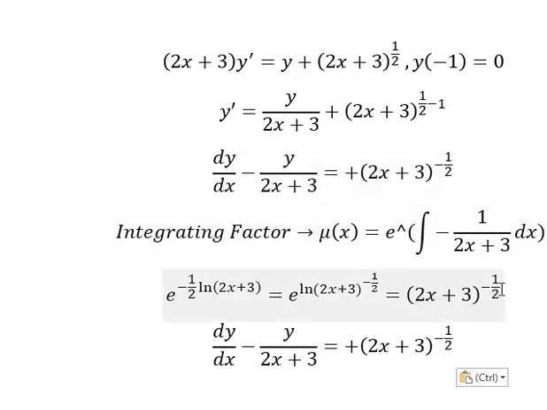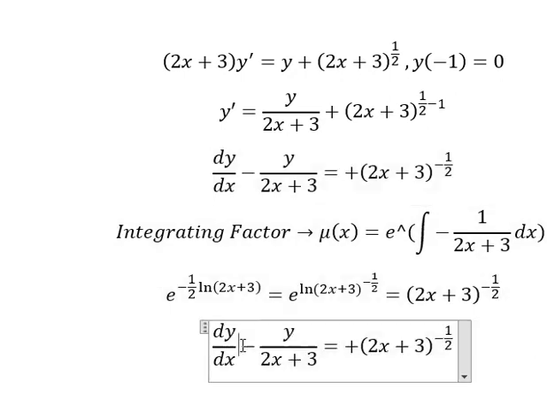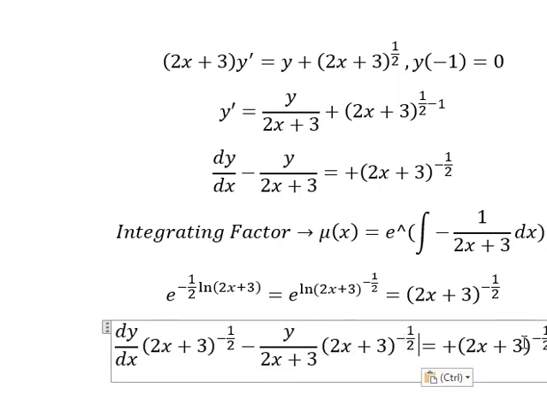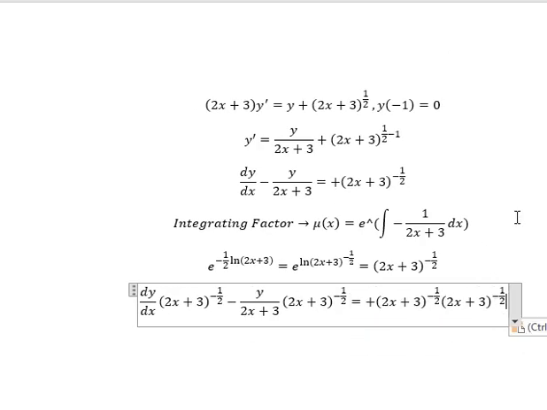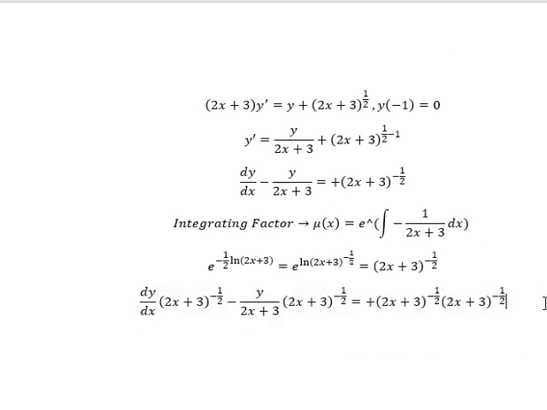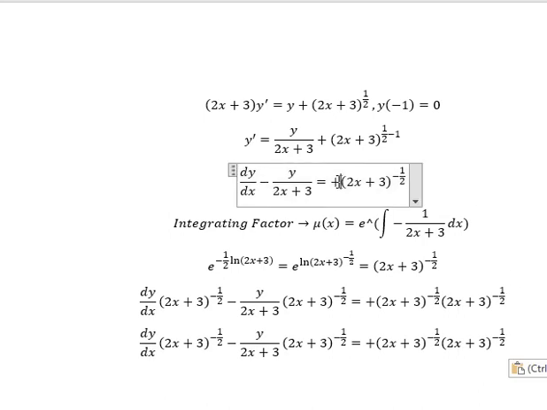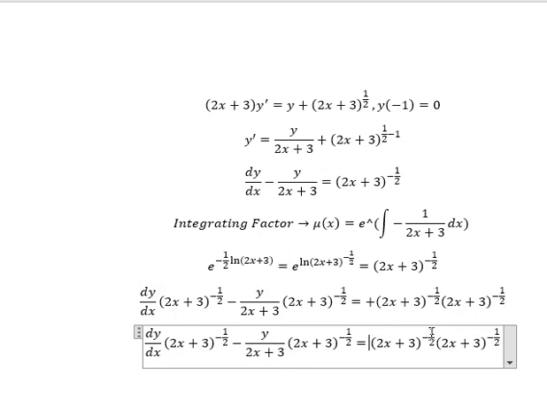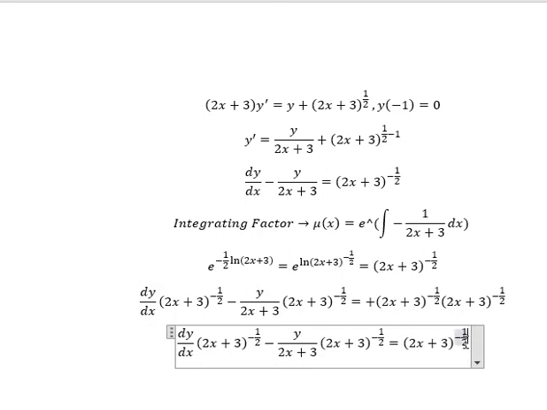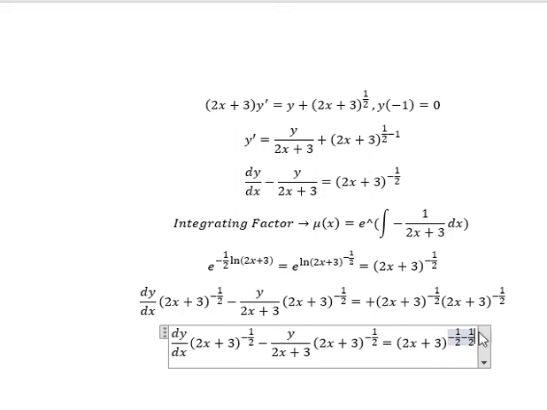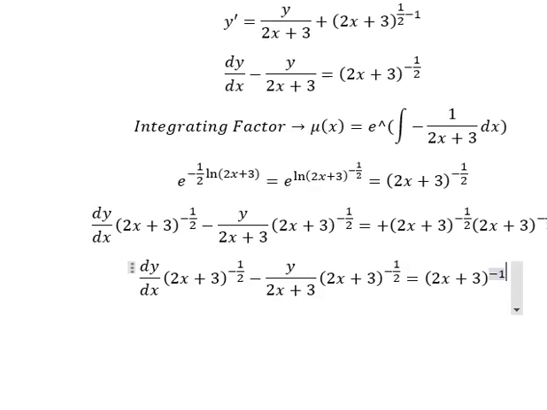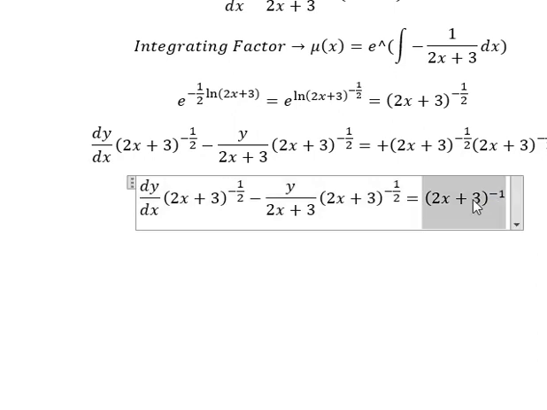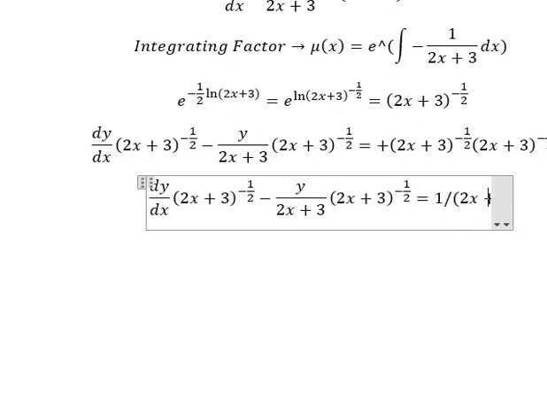That means we multiply both sides by this one. So we need to simplify: negative 1 over 2 with negative 1 over 2, and this one you have negative number 1. And this one we can write as 1 over 2x plus 3.